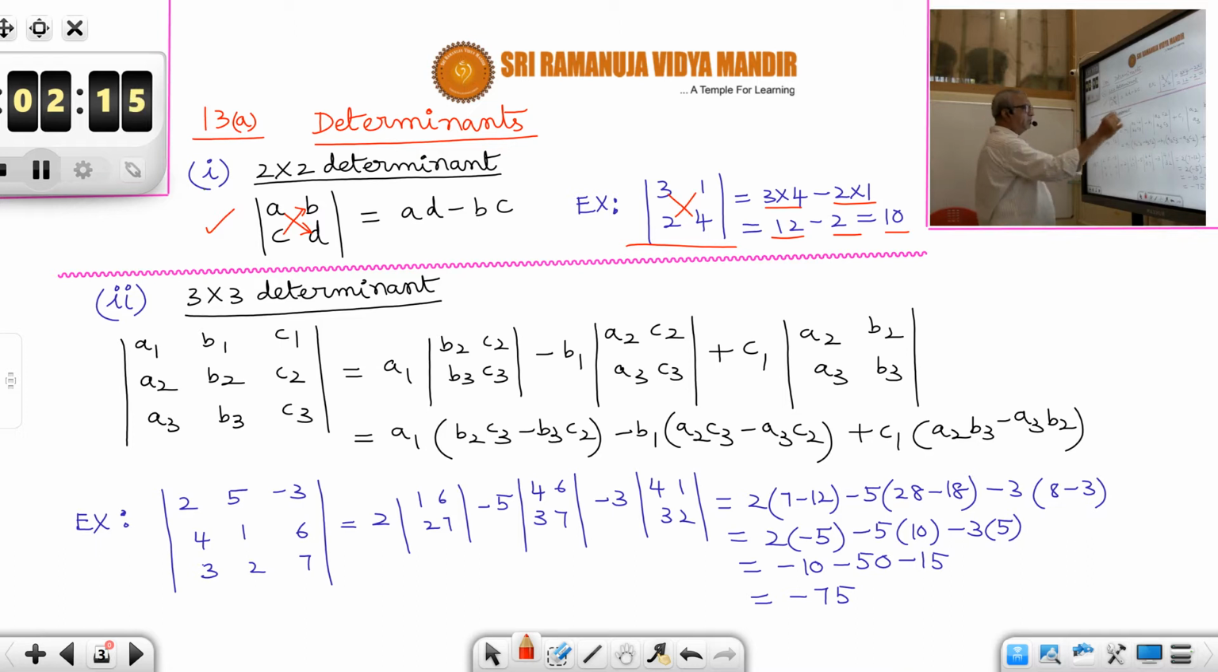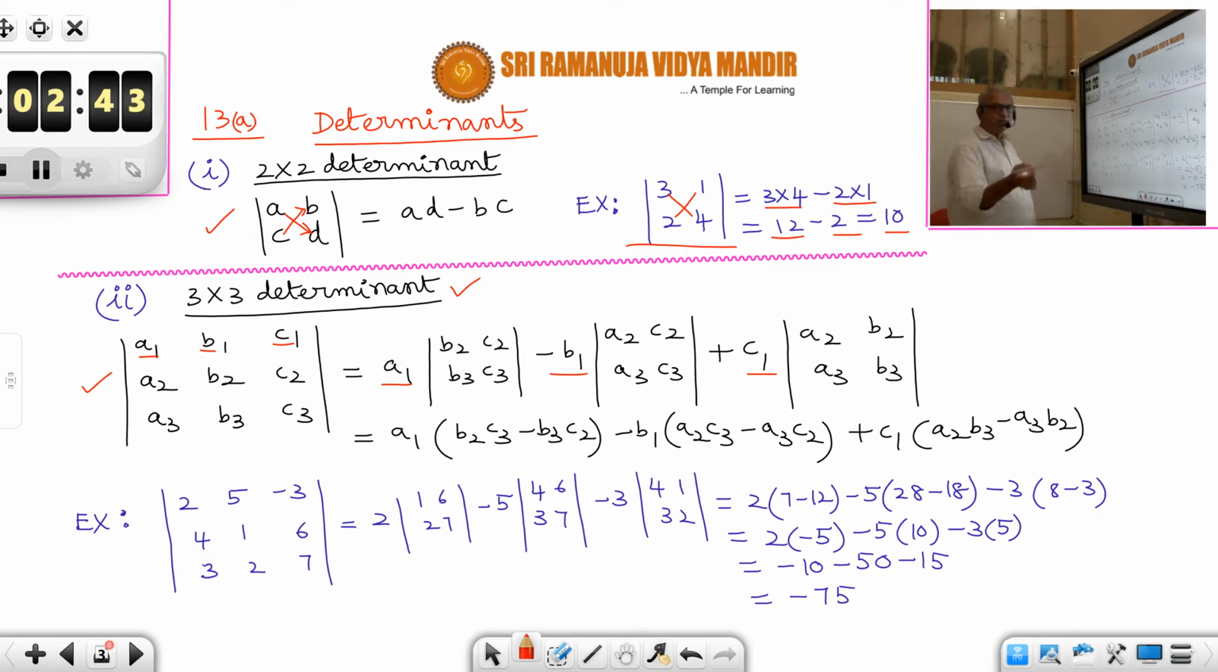Now let us come to this main important point, the 3 by 3 determinant. Here 3 rows, A1, B1, C1, A2, B2, C2, A3, B3, C3 are there: 3 rows and 3 columns. So that is called a 3 by 3 determinant. How to expand it? How to find its value? Take the first row elements first, A1, B1, C1. So I have written A1, next minus B1, next C1.